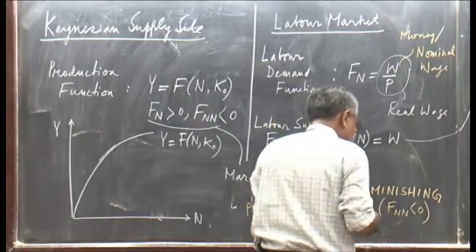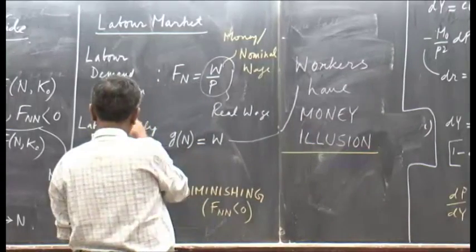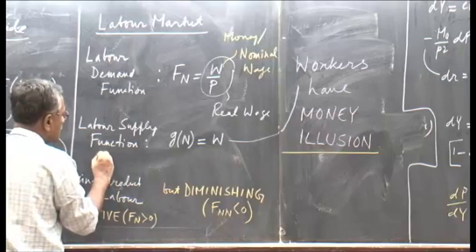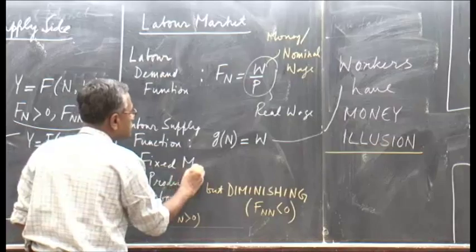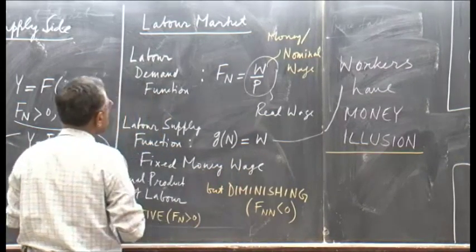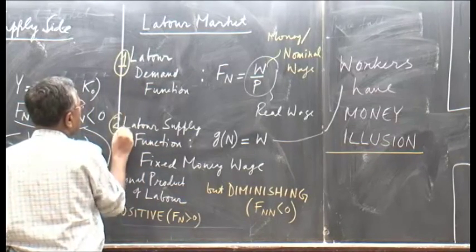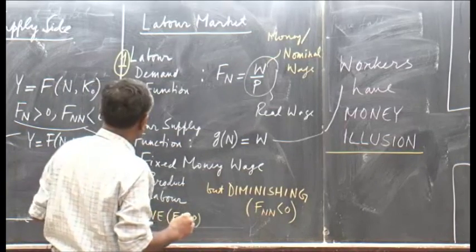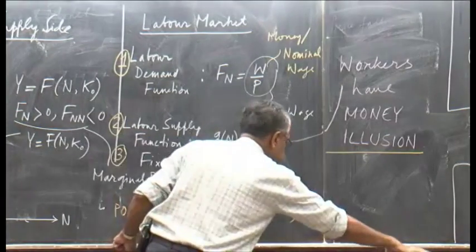So what you have in the Keynesian model, a very important thing, is that this labor supply, labor demand, and then another assumption comes, fixed money wage. So essentially you have the labor demand function, the labor supply function, and the fixed money wage, 3 labor market related items.